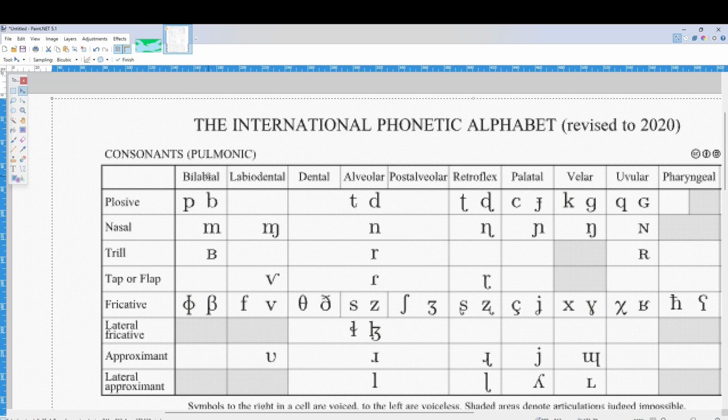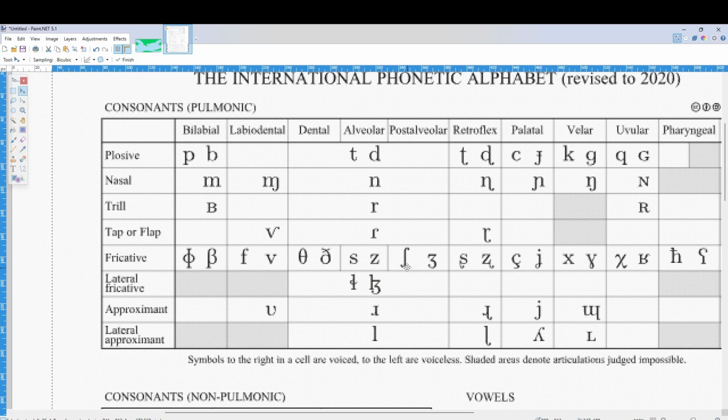I'm sorry. So yeah, I'm going to explain the IPA. This will help y'all with my language.